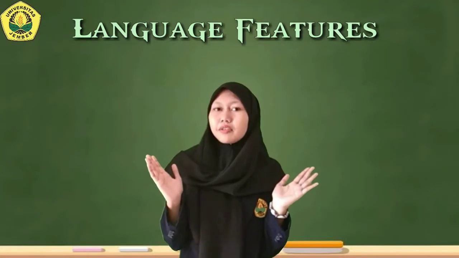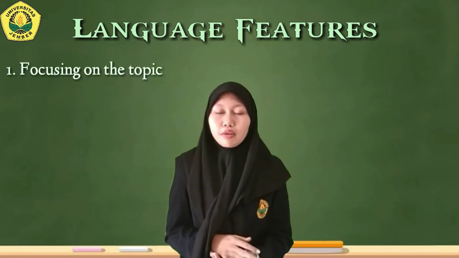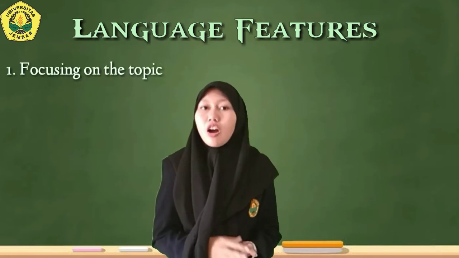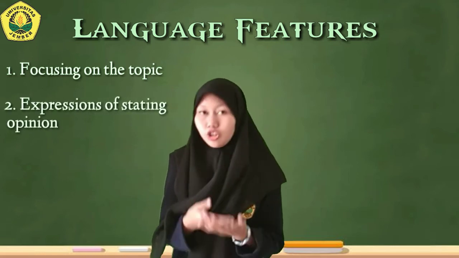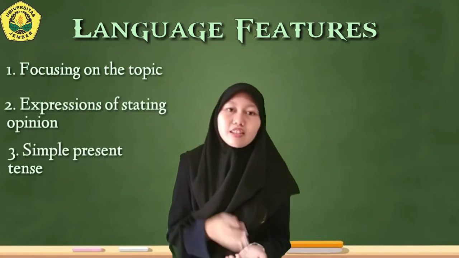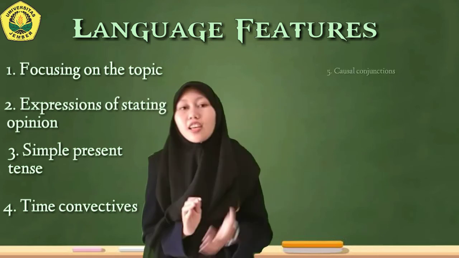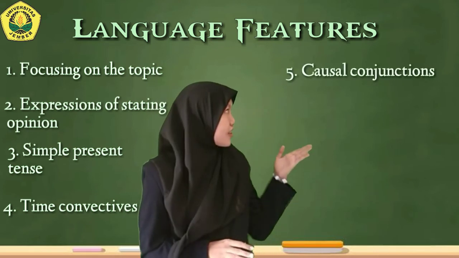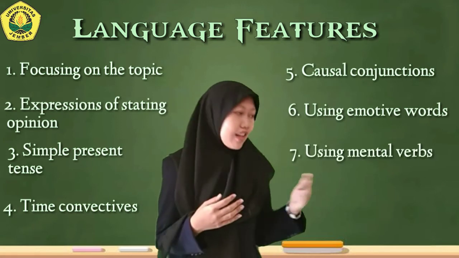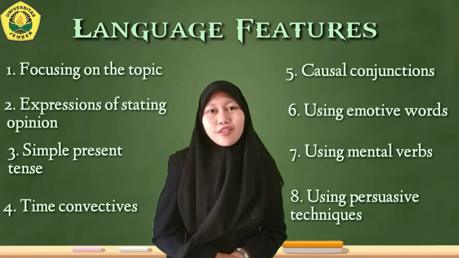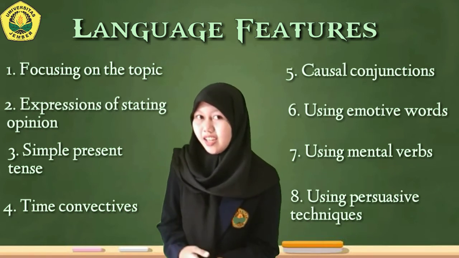So, what are the language features of analytical exposition text? The first one is focusing on the topic, whether it is a human or non-human participant. The second one is expression of stating your opinion. The third one is using simple present tense. The fourth one is using time connectives. The fifth one is using causal conjunction. The sixth one is using emotive words. The seventh one is using mental verbs. And the last one is using persuasive techniques. Those are the language features of analytical exposition text.